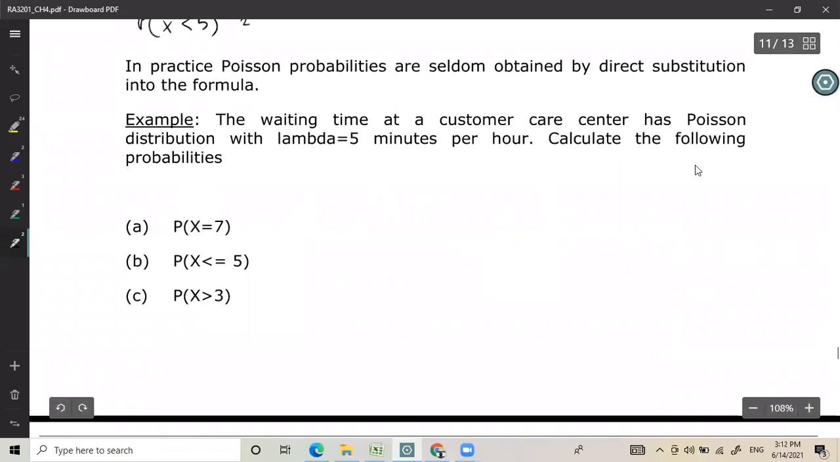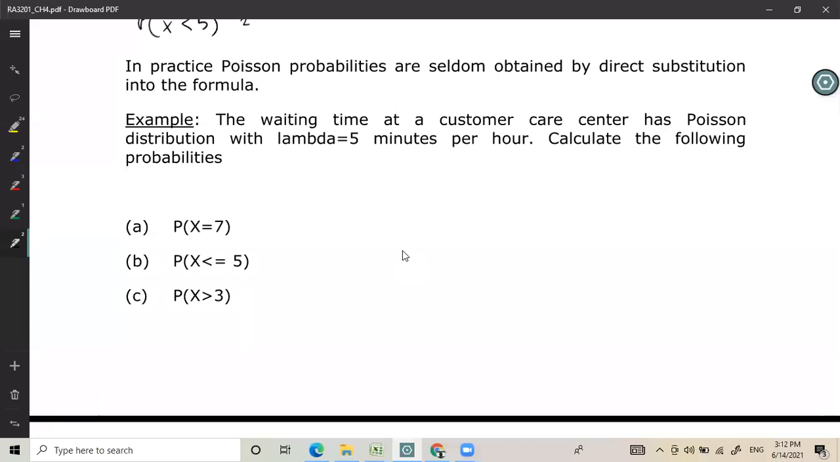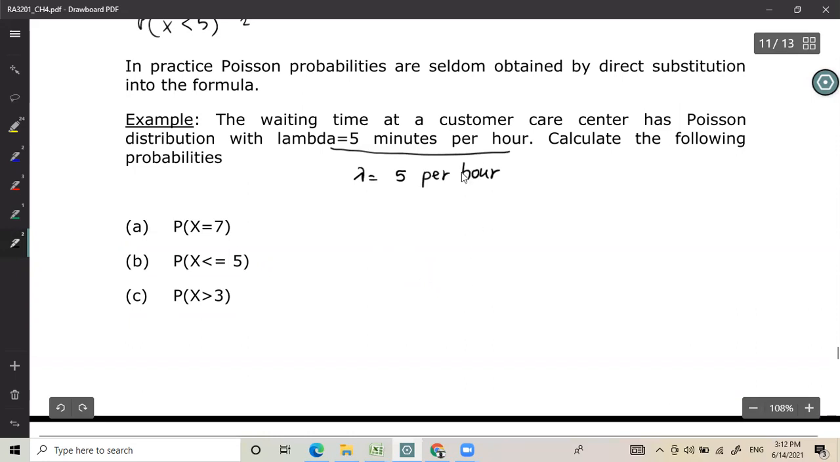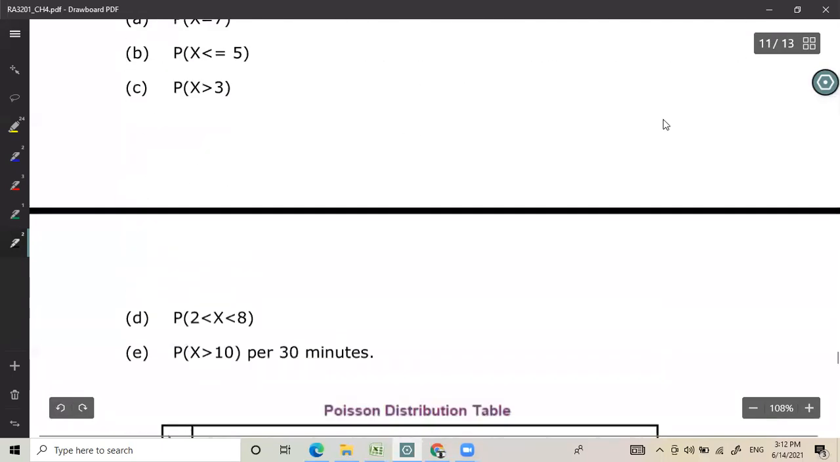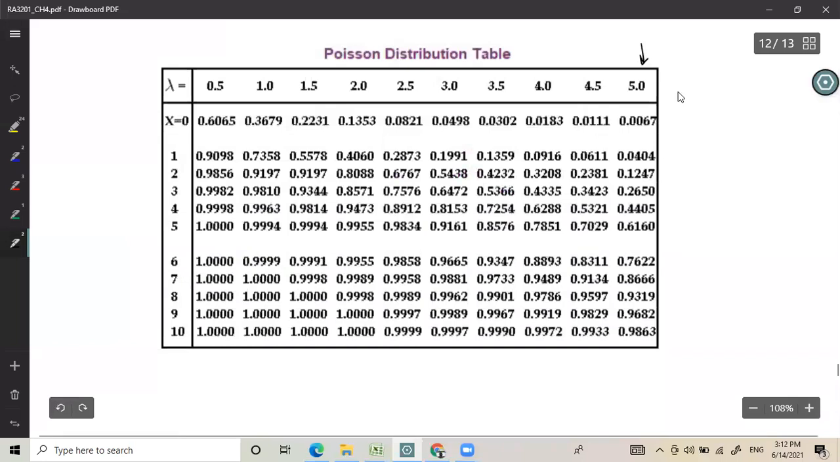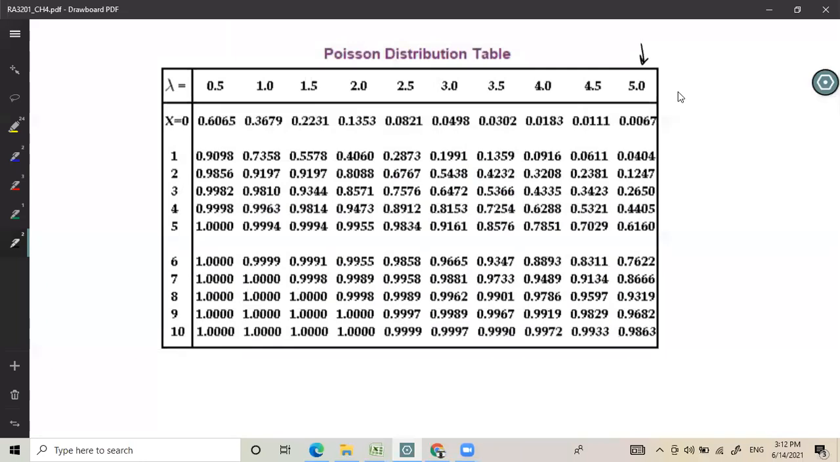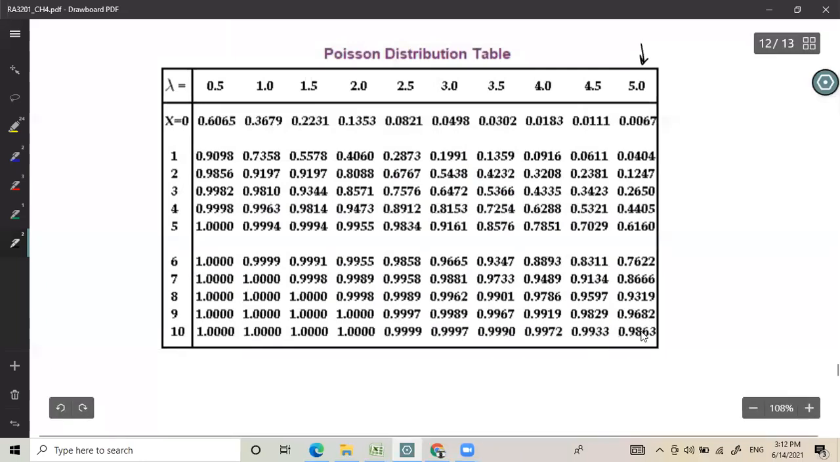So let's do the next example and try to read the table. So what does it say? The waiting time at a customer care center has a Poisson distribution with lambda 5 per hour. See, here's the rate. What is lambda? 5 per hour. You have to find the following probabilities. Now, when you get the Poisson table, you find the lambda first. So in our case, lambda is 5 per hour. So it is the last column that you have to look at. See, lambda equals 5. This is the column we have to look at, the last column. And reading the table is again the same as the binomial. You have the cumulative probabilities. It's the same way as you read the binomial table.